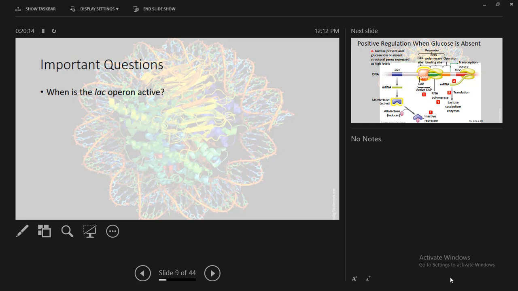Okay, sorry. So in addition to lactose being present, what do you think has to also be true for that switch to be turned all the way on? So not only are you transcribing this block of genes, but you are transcribing at a high rate. Okay? Take, I don't know, 90 seconds, talk about this with those around you. 90 seconds, starting now.